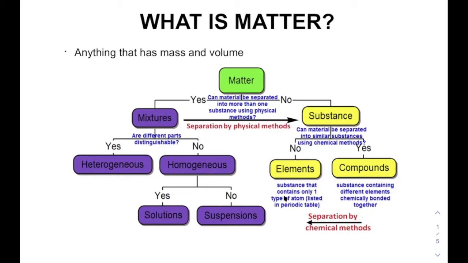And then if we have a mixture, in order to determine whether it's heterogeneous or homogeneous, we ask, are the different parts distinguishable? And if we have a substance and we are trying to decide whether or not it is an element or a compound, we ask, can the material be separated into similar substances using chemical methods? If the answer is no, then we know that that is an element. If the answer is yes, then that means we have a compound. So remember, a compound is a substance that contains different elements chemically bonded. And an element is a substance that contains only one type of atom right from the periodic table.